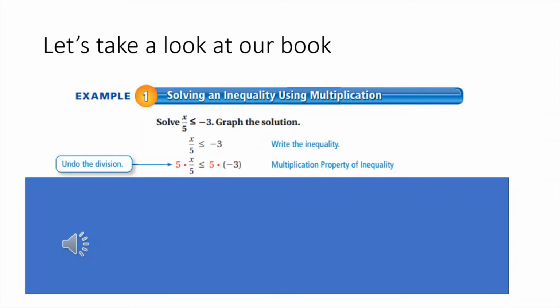So this is x divided by 5. What we need to do is the inverse operation of division. The inverse operation of division is multiplication. So we need to multiply both the left side of the inequality by 5 and the right side of the inequality by 5.